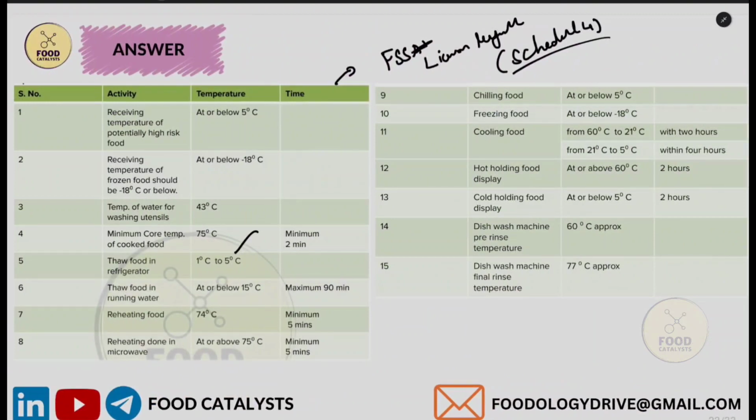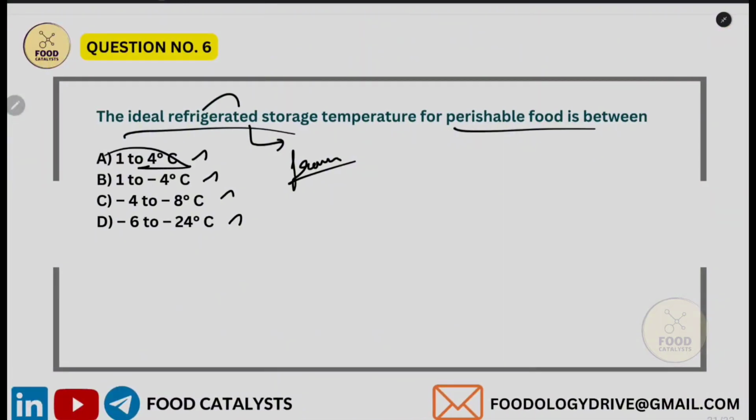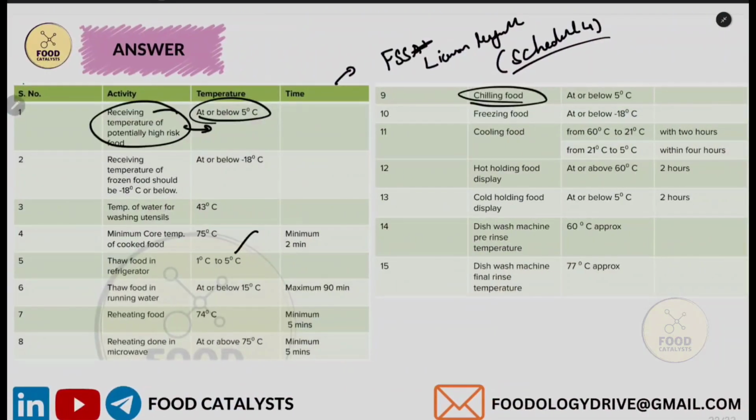Here we have to see chilling food, or we can say refrigerator storage also. Receiving temperature of potentially high risk food: for high risk food, it should be below 5, which means 1 to 4. For freezing, the temperature should be -18. For cooling, chilling, it's below 5. And I have given all the other temperatures also, which are really important.